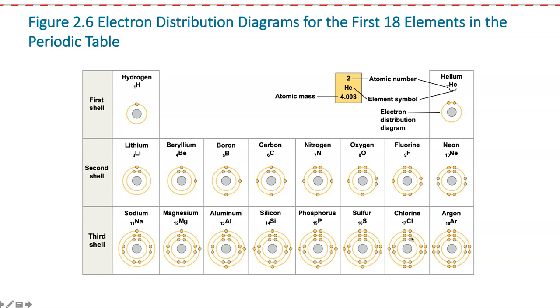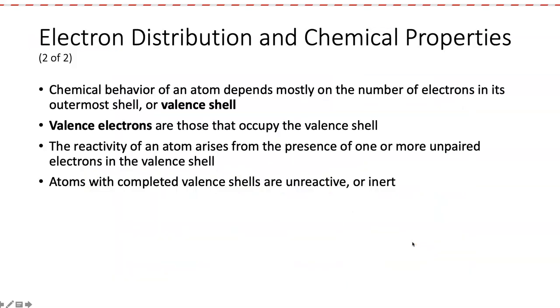Here's chlorine with 7 electrons in that outer shell. 1, 2, 3, 4, 5, 6, 7. The outer shell can take a total of 8 electrons. The second shell can take a total of 8 electrons, and the inner shell can only take 2 electrons.